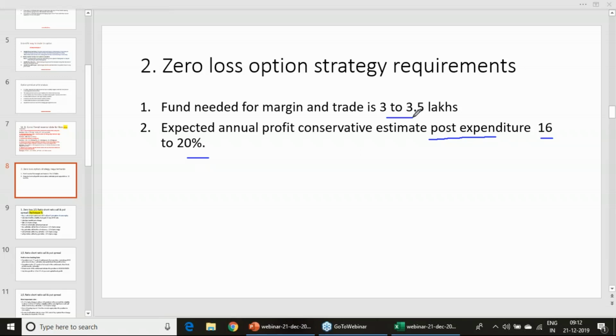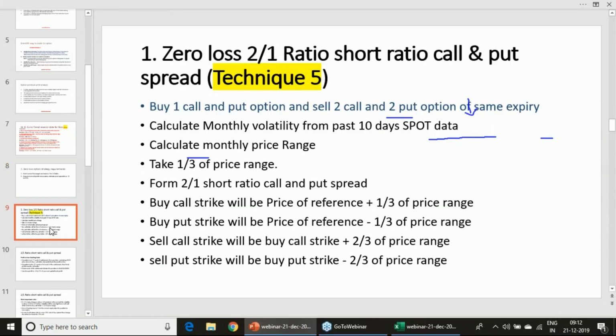And once the new margin system, as expected by the market, is implemented, this margin requirement can also come down by more than half. So 1.5 lakhs to 2 lakhs rupees, you will be able to initiate the same strategies in future. Currently it is 3 to 3.5 lakhs required. So what is this zero loss strategy?